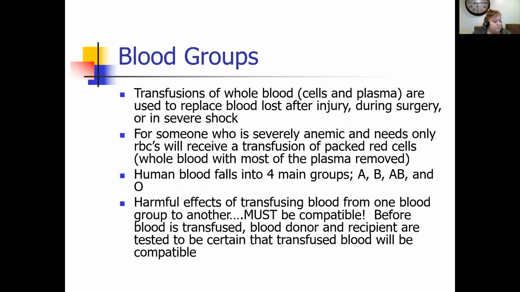Blood groups. Remember when I asked you, do you want an A, do you want a B? Do you want an A, B, or an O? I was talking about different blood groups. And our blood is typed or put into 4 different categories.